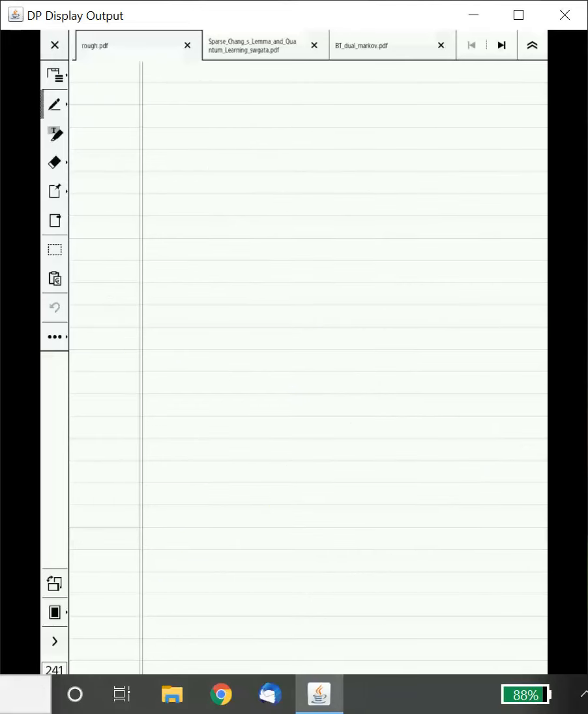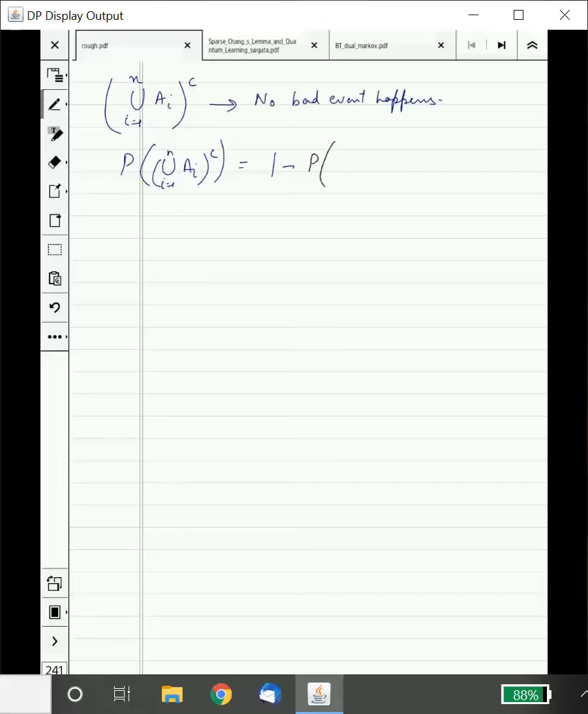It's not very hard. You realize that if you take the union, for which we actually wrote down the formula, and take the complement of it. Remember, A1, A2, ..., AN were all bad events. So this tells us that no bad event happens. Then we are interested in this probability that no bad event happens. This is 1 minus the probability of the union of the AI. And we know this expression.